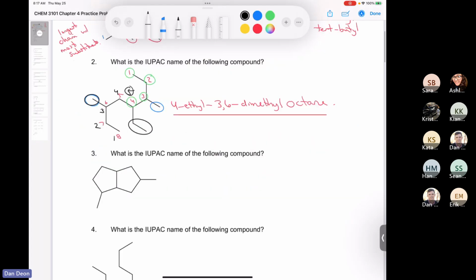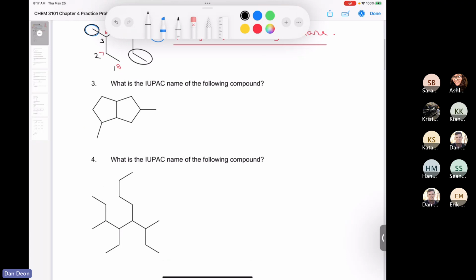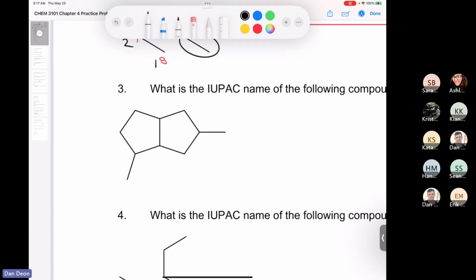All right, let's see if we can name a bicyclo compound. Just to do a little review, we call this carbon here and this carbon here the bridgehead carbons. You can see that both of the bridges that actually have carbons in them have 3 carbons. There's 3 carbons in this bridge, and also 3 carbons in this bridge. They both have methyl groups on them.